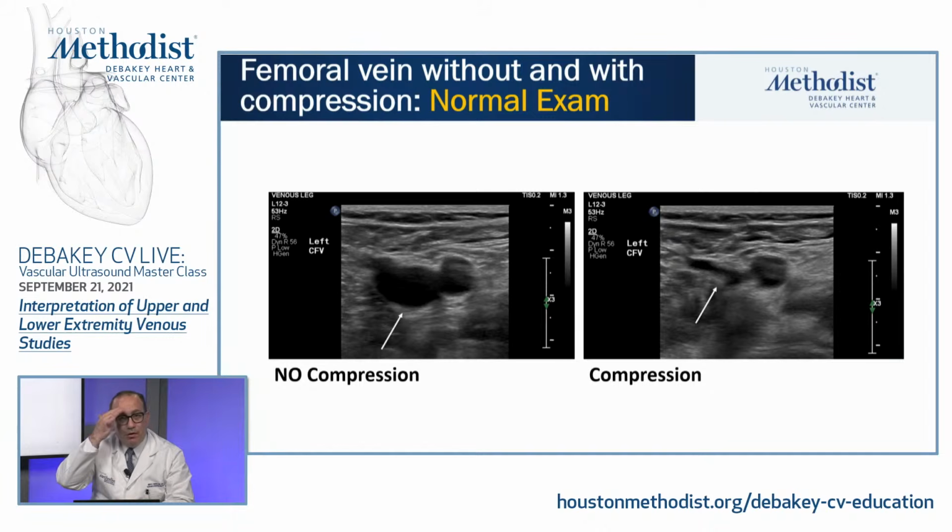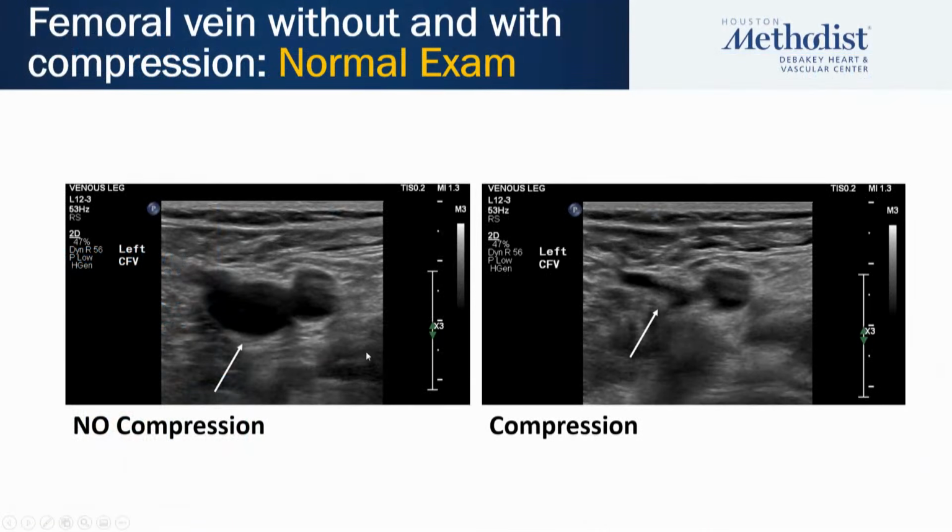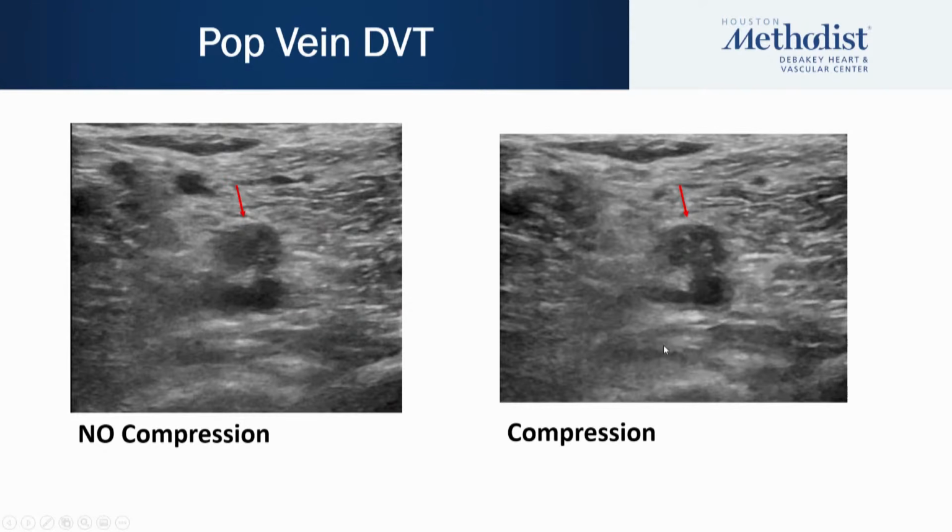Here's an example of a normal venous duplex ultrasound. What we see, there's no compression. This is the femoral vein. It's nice, widely open. I call this the Mickey Mouse sign, where you have the saphenous vein coming off, saphenofemoral junction, femoral vein, and this is the common femoral artery. And here we're compressing the vein, and that's a normal compression.